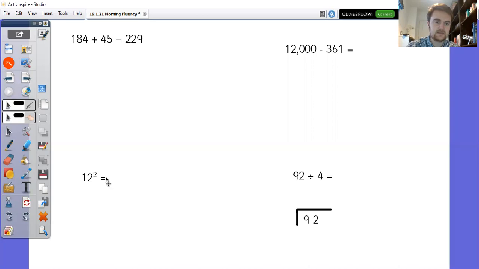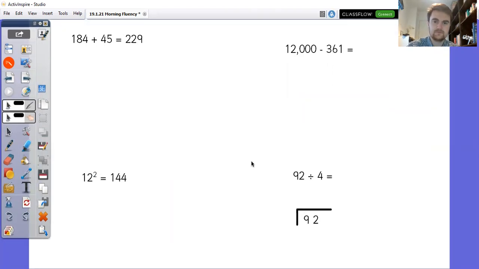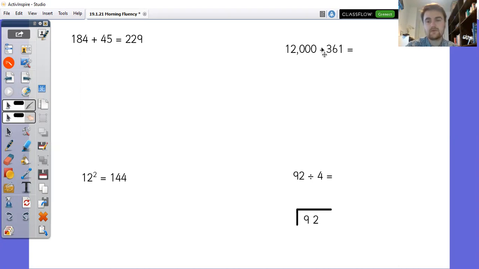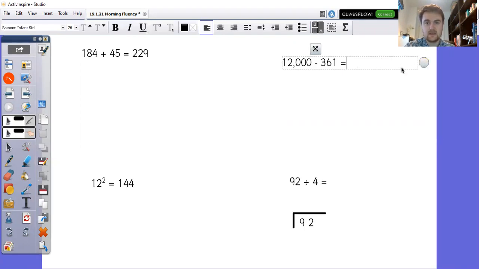12 squared is the same as 12 multiplied by 12, which is 144. 12,000 take away 361. 12,000 take away 300 is 11,700. Take away 60 is 11,640. Take away 1 is 11,639. That's not a 6.